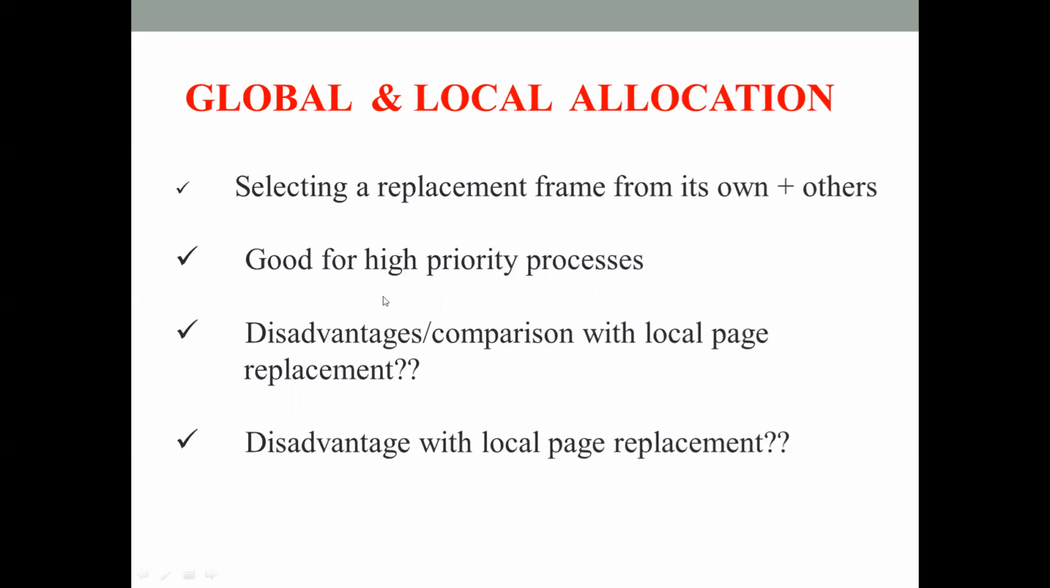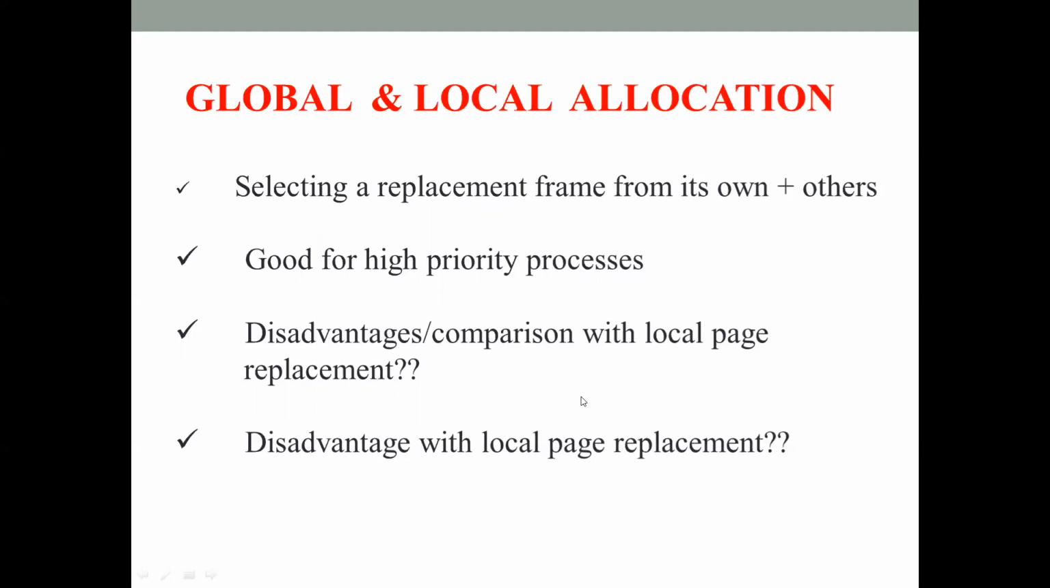This global page replacement allocation algorithm is good for high priority processes. Let's say you have a high priority process and it needs more frames, then it can try to get frames from its own allocated set as well as from the frames allocated to all other, low priority processes existing in the system.